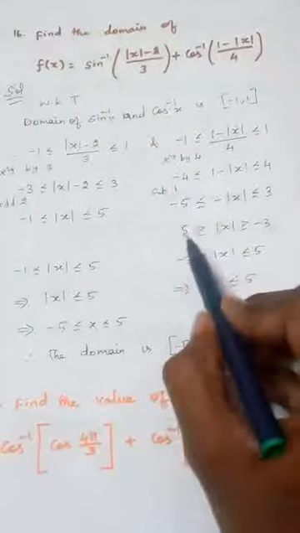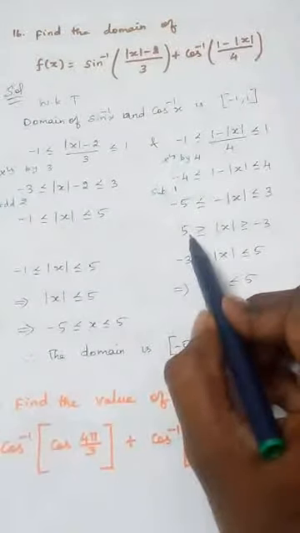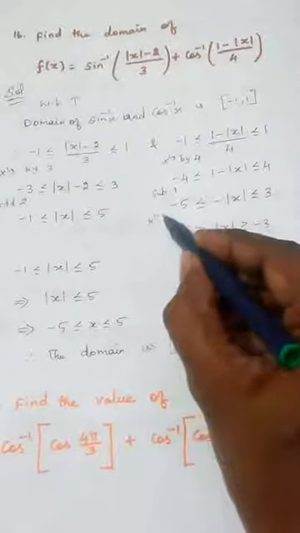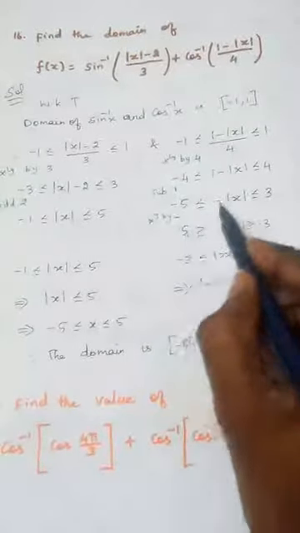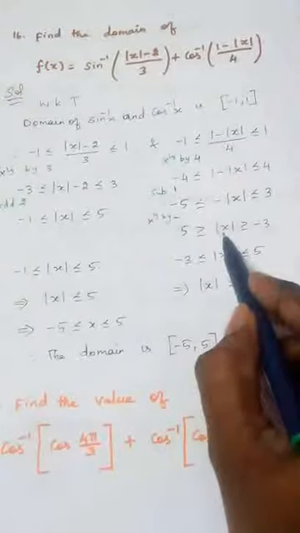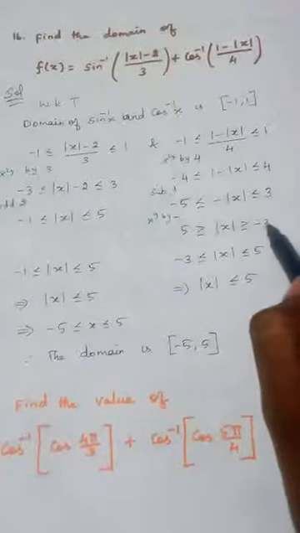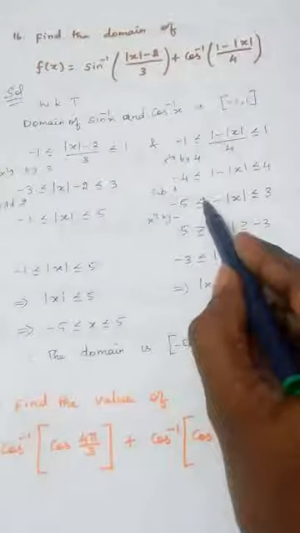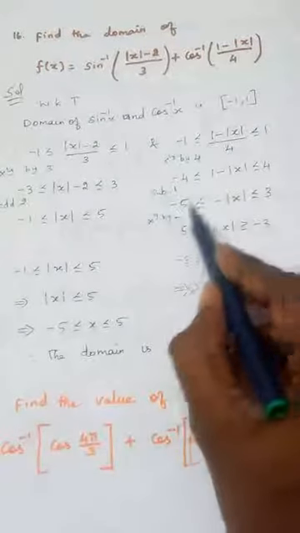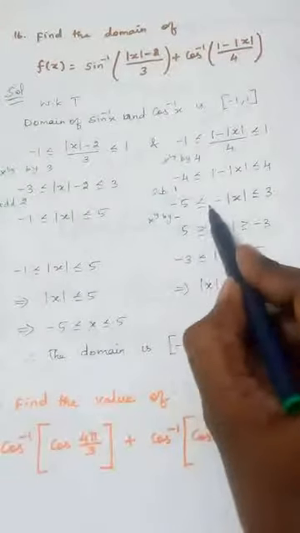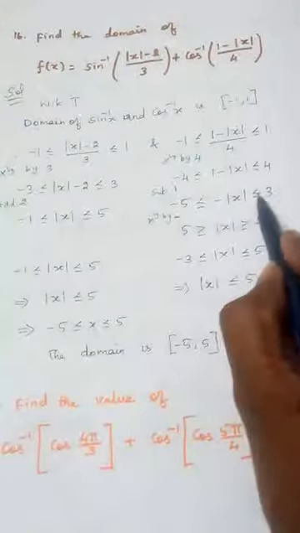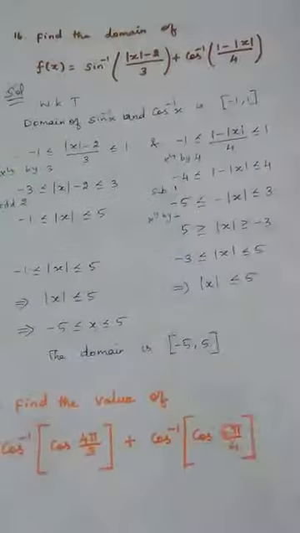Now multiplying with minus symbol, that is, multiply by minus. So minus 5 becomes plus 5. Minus mod x becomes plus mod x. 3 becomes minus 3. At the same time, if you multiply an inequality with minus symbol, the inequality changes. Therefore, less than or equal to will become greater than or equal to.